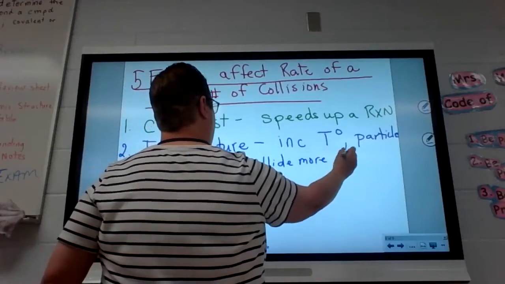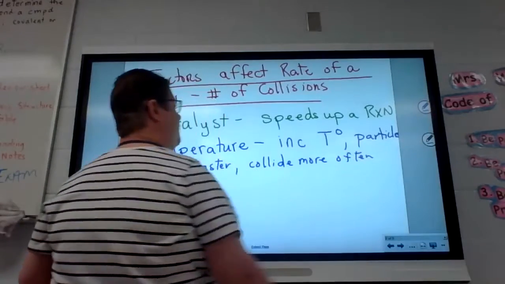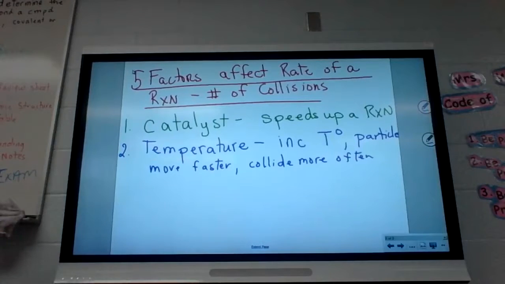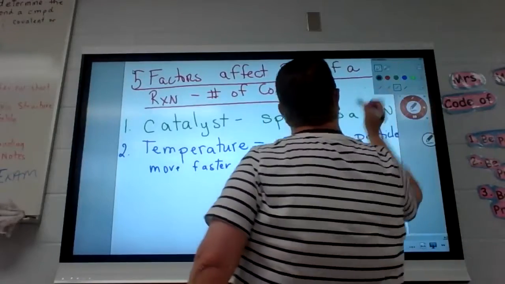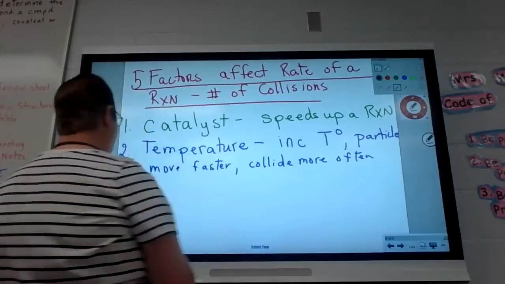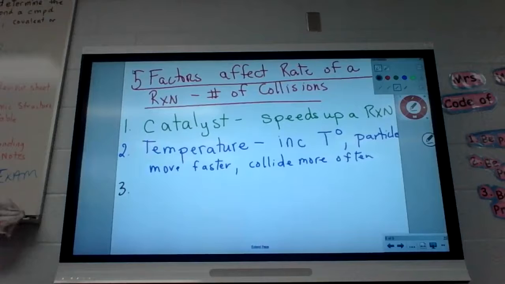All right, so if they move faster, they collide more often. That's usually the one I get first. Catalyst, I usually have to wait on. That's good. I like that one. That's fabulous that y'all already got that one. Usually we can get 4 of the 5, and you know the 5th one is just y'all don't know how to word it.